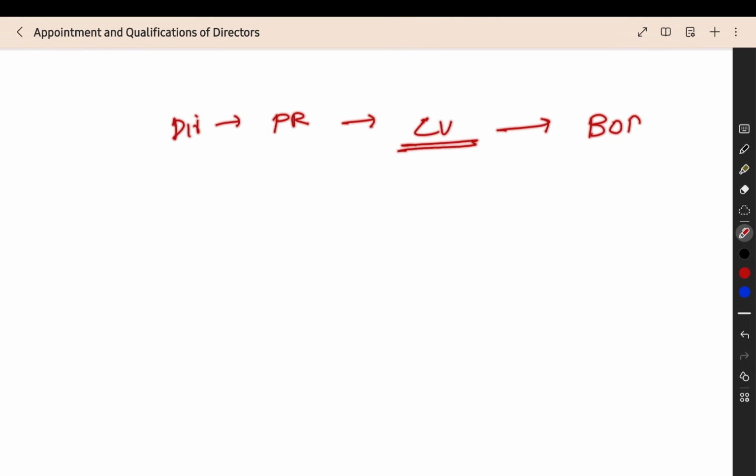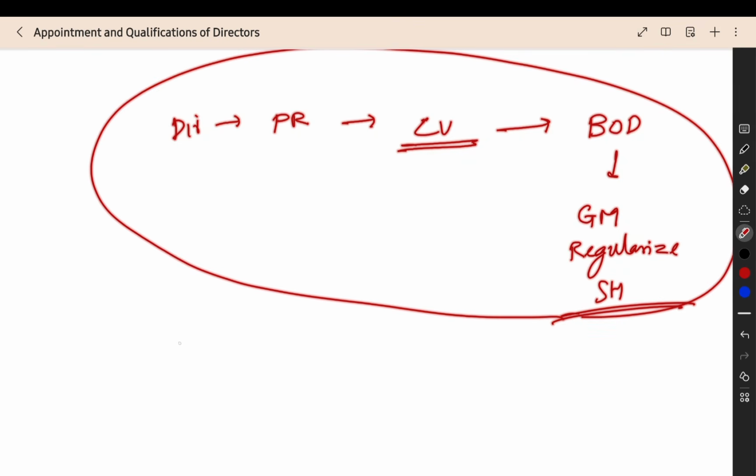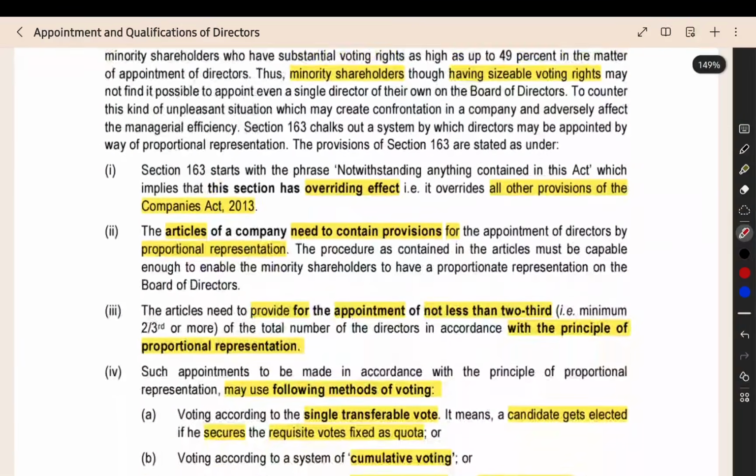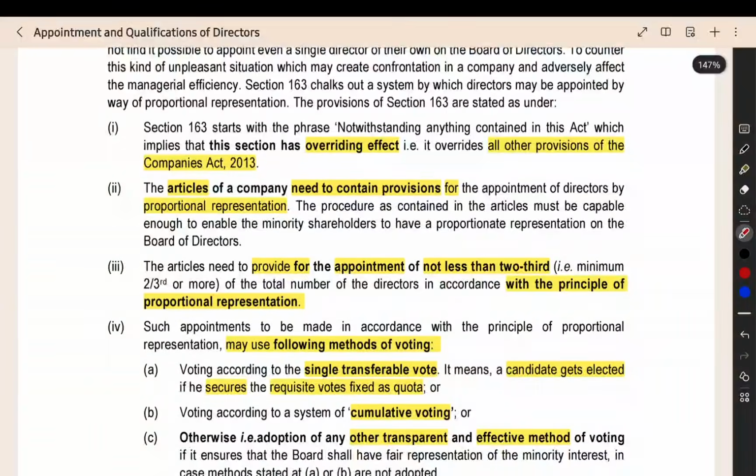If a director who is appointed through the proportionate representation mechanism dies or resigns, or something happens to him and he can no longer function as a director, a casual vacancy will arise. This casual vacancy can be filled by the board of directors, but after filling it, in the immediately next general meeting, they have to regularize the particular appointment from the shareholders. In the general meeting this should happen. So this is the entire provision of proportionate representation. The same thing is given here, you can read here.